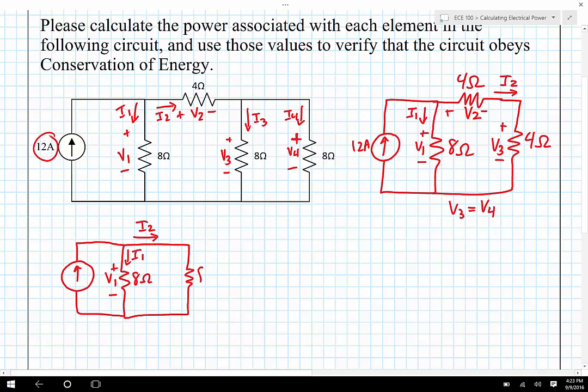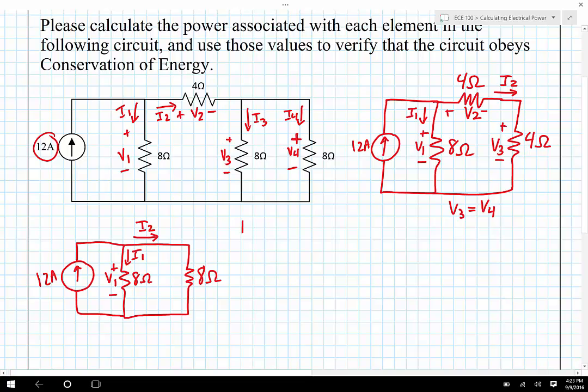4 ohms plus 4 ohms is going to give me 8 ohms. And so I have two resistors that are each 8 ohms. And I have I2 flowing down there. Now, I can't really label that as V2 or V3 or V4. All of those 3 resistors have been combined together, so it's not possible to label it as any of those 3 values.